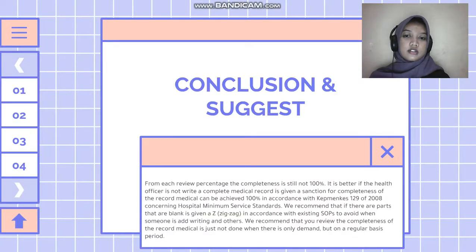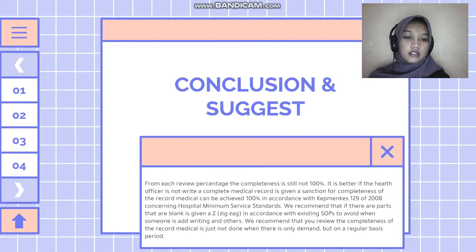So the conclusions and suggestions are: from each review percentage, the completeness is still not 100%. It would be better if a health officer who does not write a complete medical record is given a sanction, so that completeness of the medical record can be achieved at 100%, in accordance with Government Gazette 129 of 2008 concerning hospital minimum service standards.